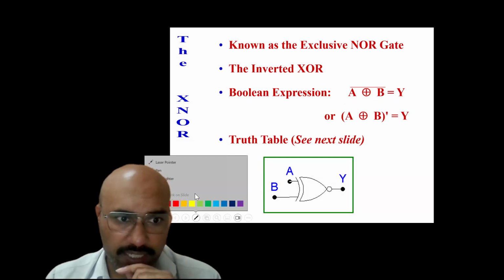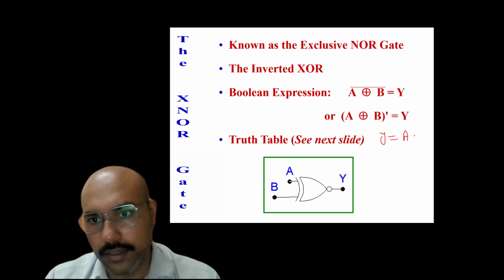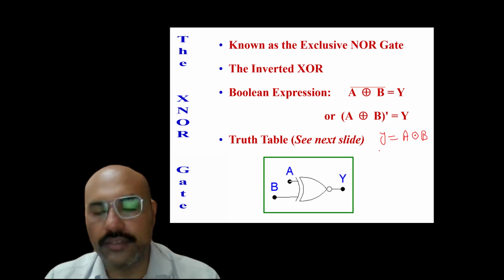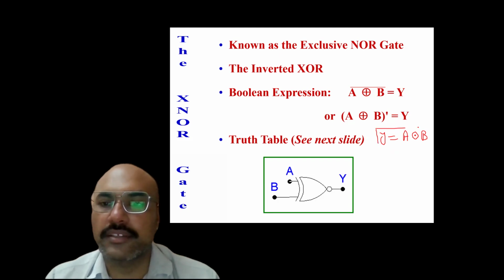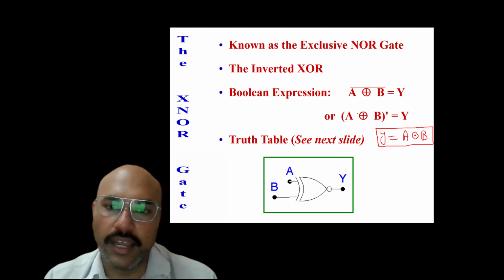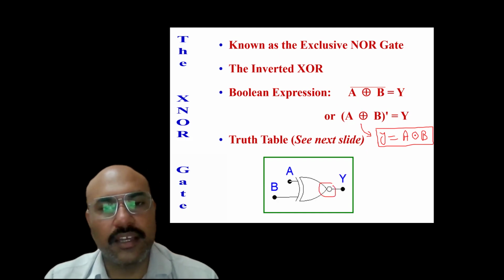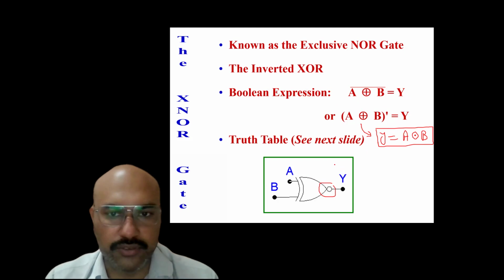You can also represent it like this. It is also represented as Y equals A, dot encircled, B. So this is the expression for A XNOR B. Previously, for A XOR B, the plus was encircled. Now the dot is encircled, and you can also represent it like this. So this is the symbol. Here we are getting a bubble ahead of the XOR gate.